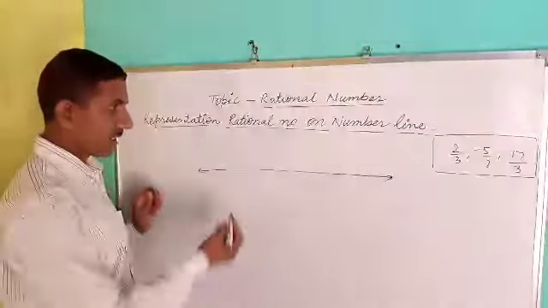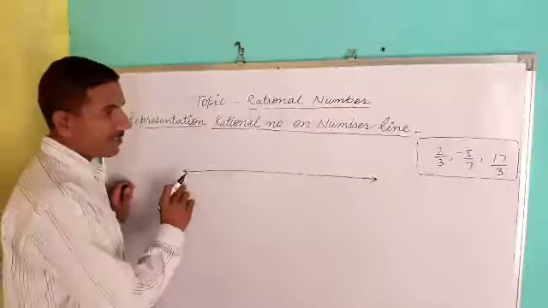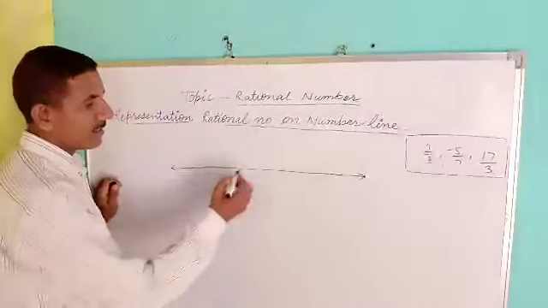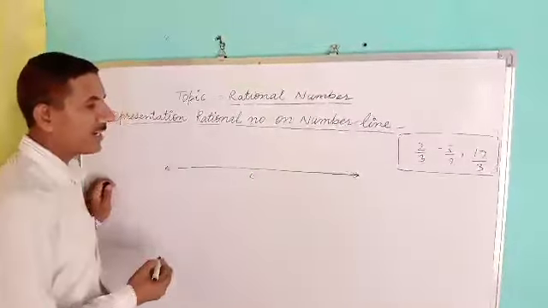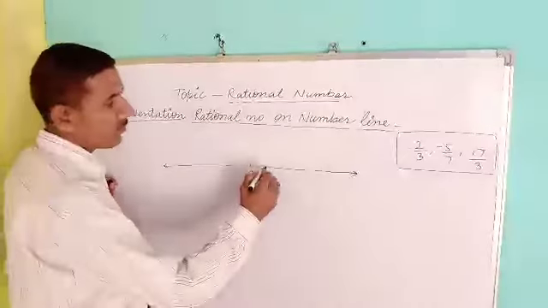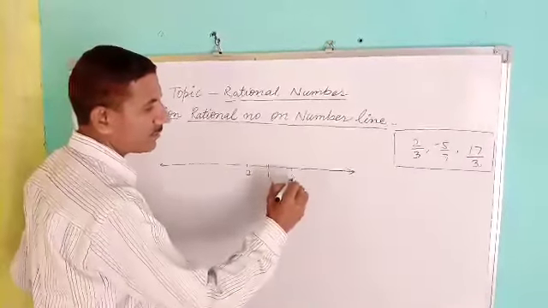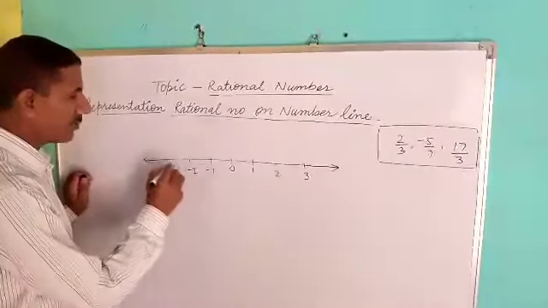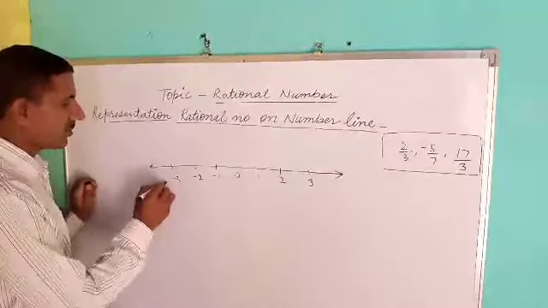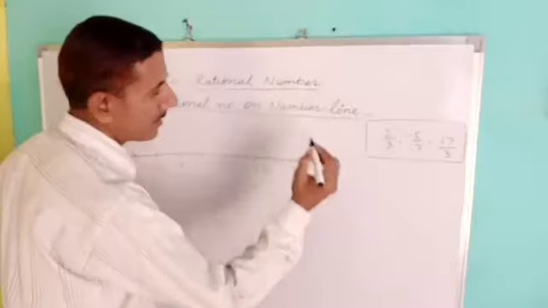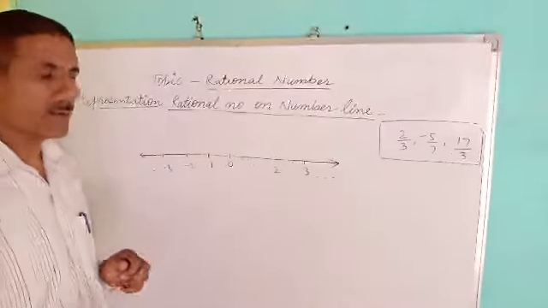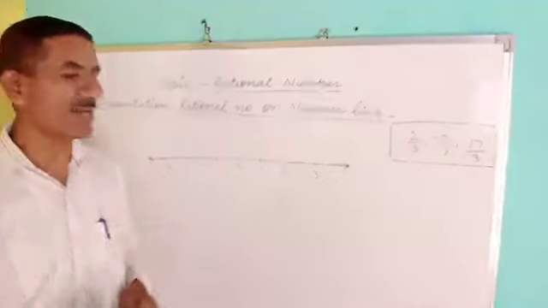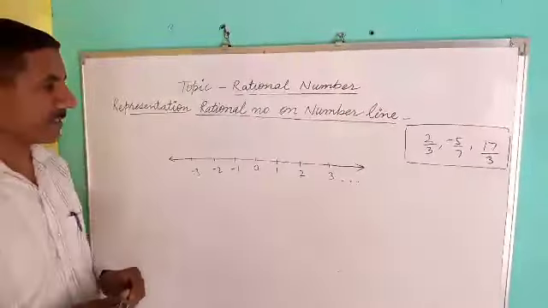For drawing the number line, we draw a line of convenient length, take 0 in the middle and then put positive 1, 2, 3, and -1, -2, -3 and so on. This is called the number line, and the collection of all positive and negative numbers is called integers.